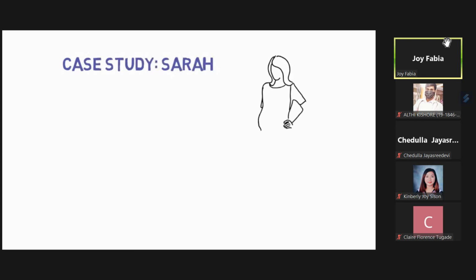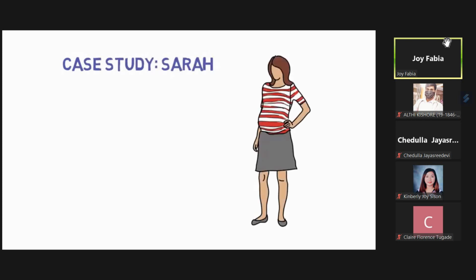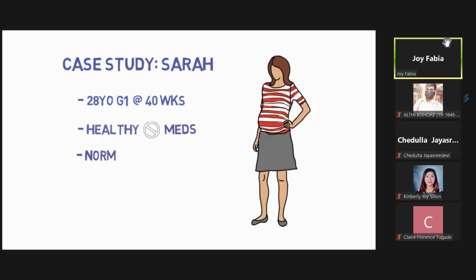Sarah is a 28-year-old G1 at 40 weeks gestation that has been laboring for the past 10 hours. She is healthy and takes no medications. She has had a normal pregnancy so far. Sarah had an epidural to manage her labor pain when she was 4 centimeters dilated. Now she is fully dilated and has been pushing well for the past 2 hours.